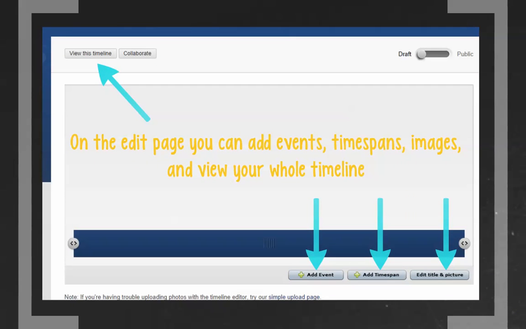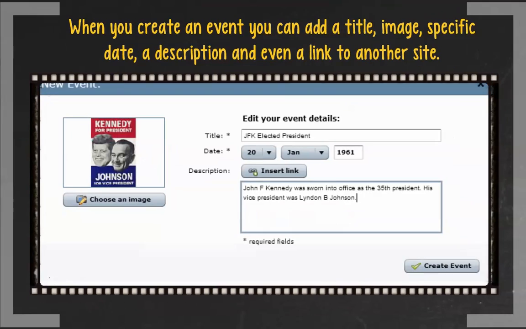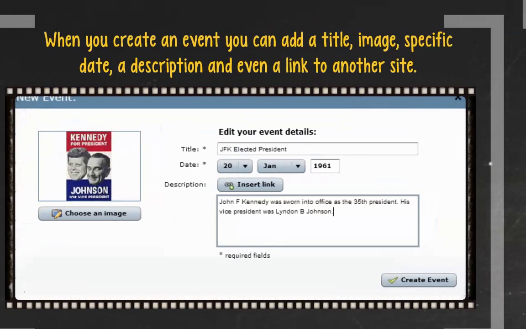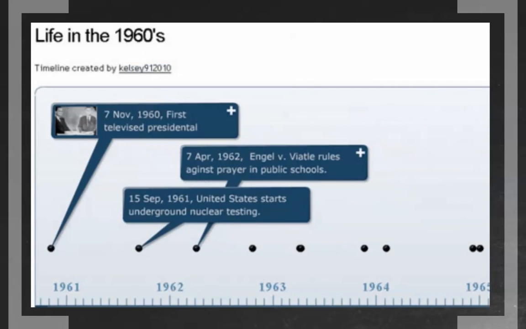When you're editing a page, you can add events, time spans, images, and view your entire timeline. You can create an event. You can add a title, an image, a specific date, a description, and even a link to another site. Here is a final version of a timeline, a bunch of different events, and lots of useful information.